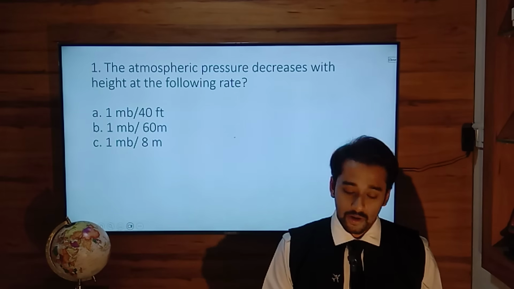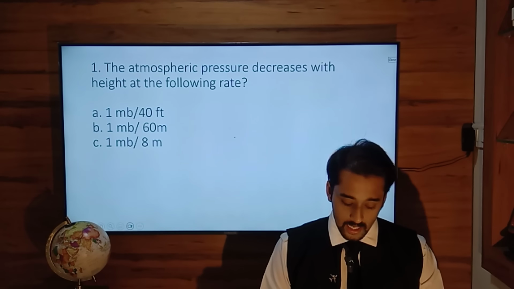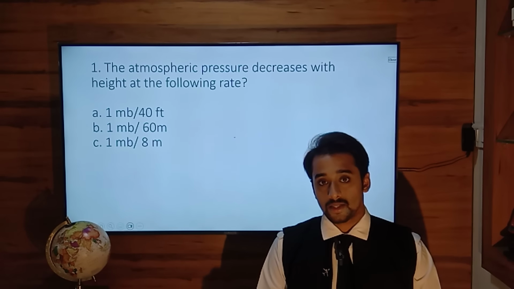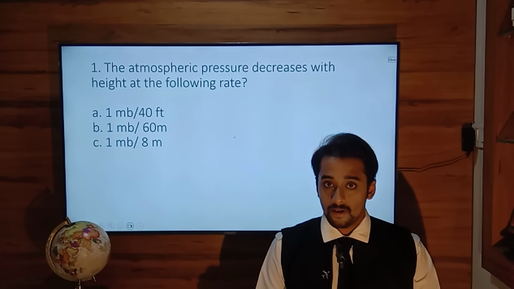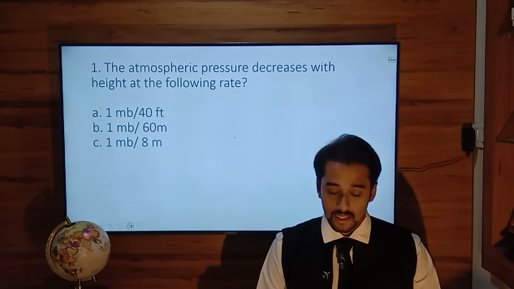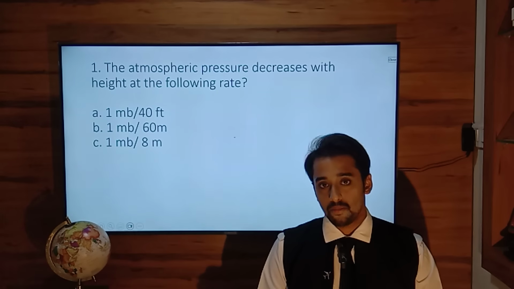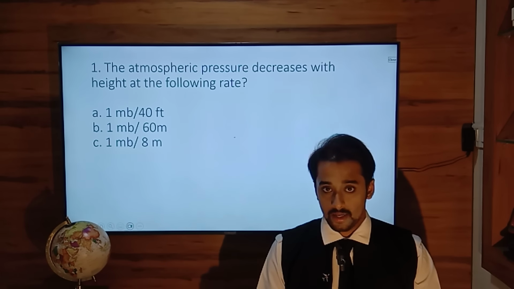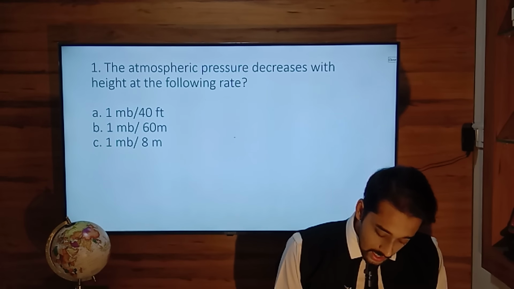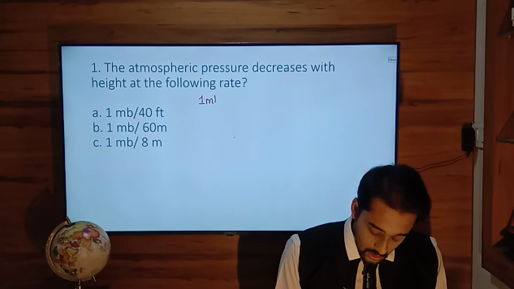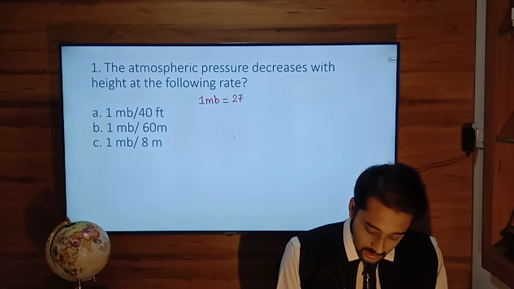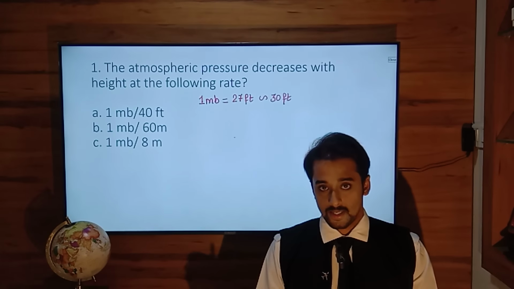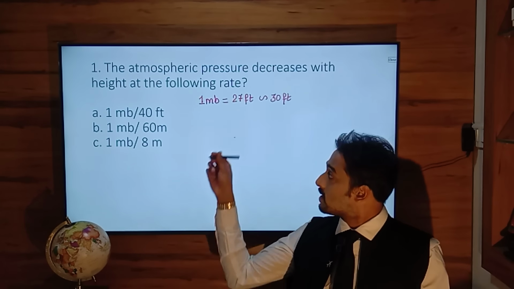Question number 1 for today: the atmospheric pressure decreases with height at the following rate. They have given three rates: 1 millibar per 40 feet, 1 millibar per 60 meters, and 1 millibar per 8 meters. So at what rate does atmospheric pressure decrease with increase in height? The answer, as you all know, is 1 millibar equals 27 feet. Sometimes we take it to be equal to 30 feet for easy calculations. This is the answer in feet.